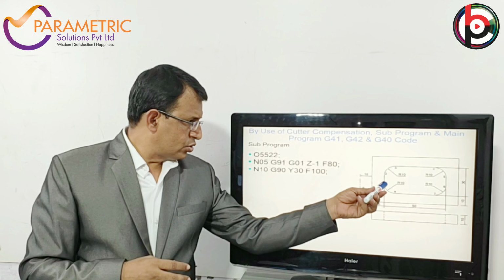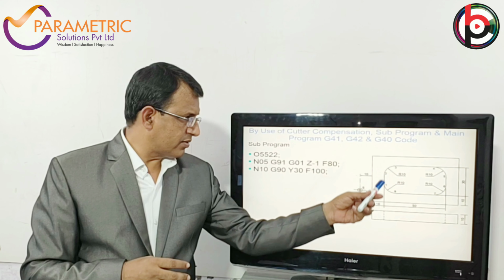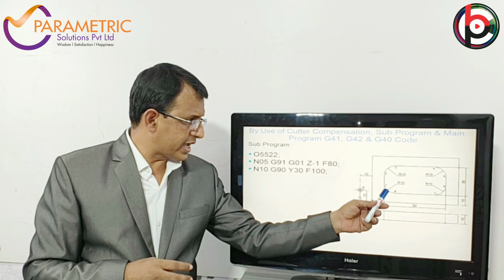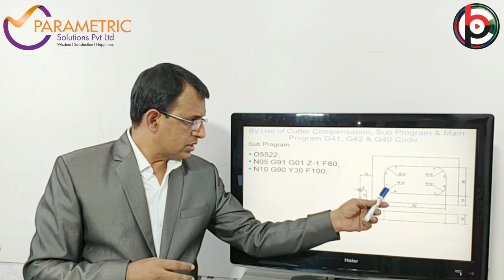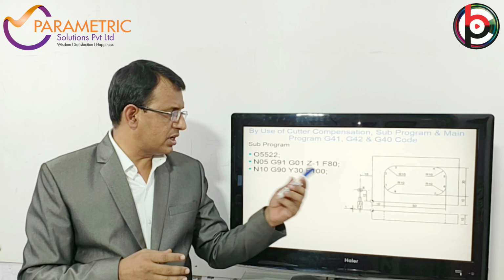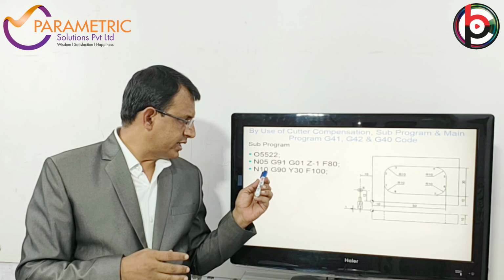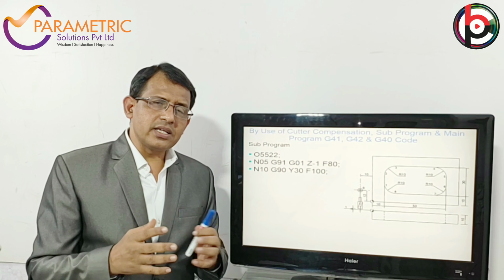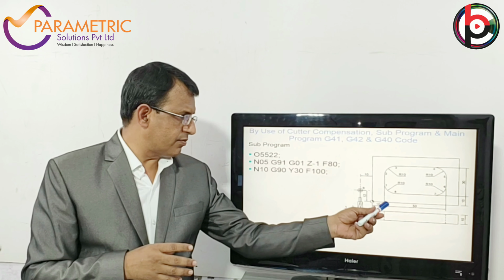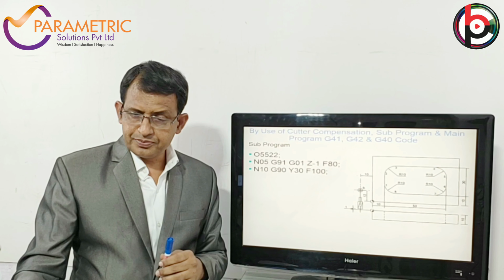Then the tool moves in this direction to the second point in Y direction. From the 0 point, this Y distance is 10 mm, and this is a 10 mm radius, and then this 1 to 2 is 10 mm. So overall the Y distance is 30 mm. The statement is N10 as the block number, and G90 is the absolute coordinate system, Y30 is the distance from here to this point, and the feed is 100 mm per minute.